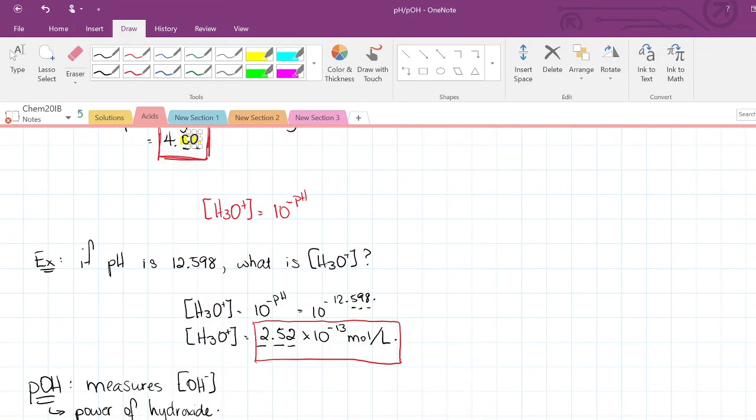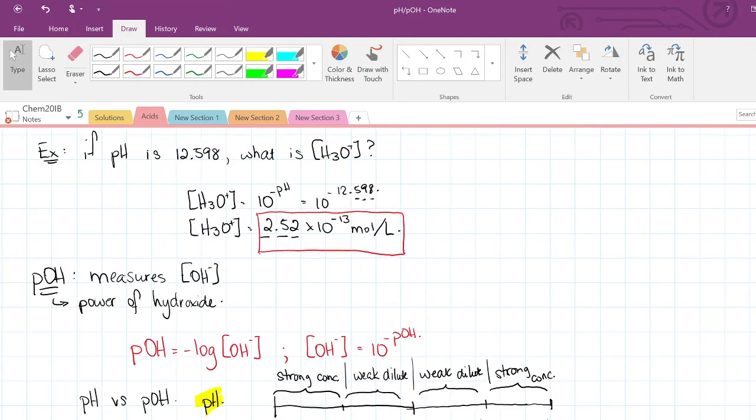So an example, kind of easy peasy example, nothing fancy, is if the pH is 12.598, what is the concentration of the hydronium? So we remember that concentration of hydronium is equal to 10 to the negative pH, which is 10 to the negative 12.598. Now notice that I've written here the number of decimal places. We've got 3 decimal places, and the reason I've put that there is because if our pH has 3 decimal places, that means that our final answer needs to have 3 significant digits.